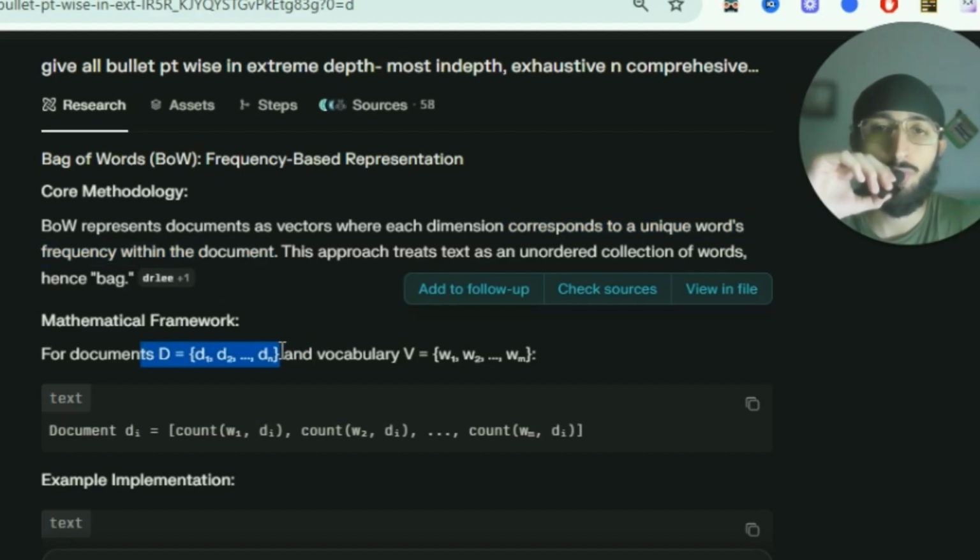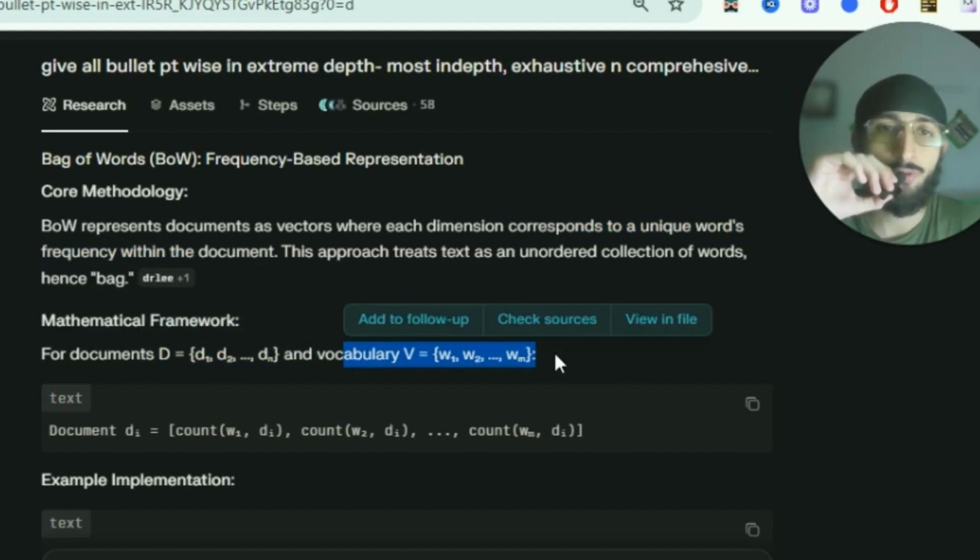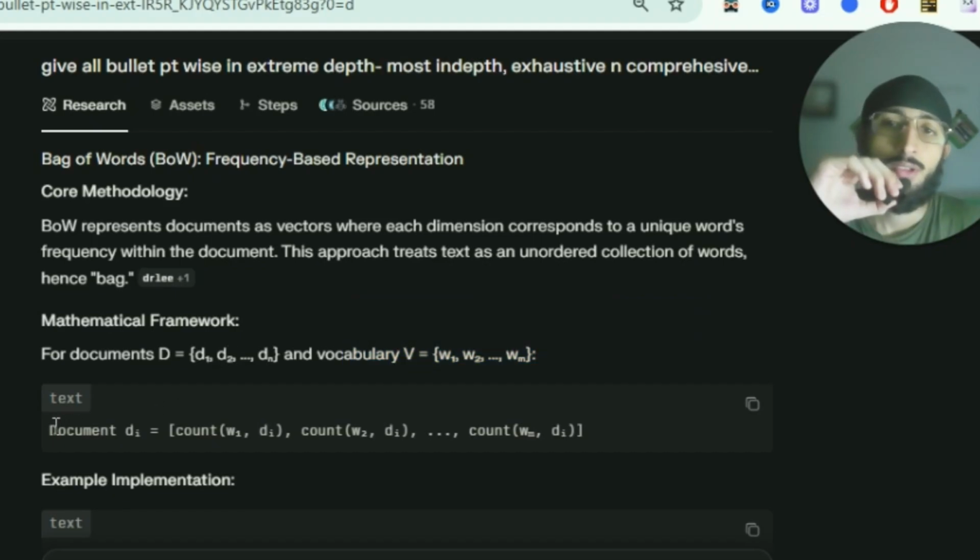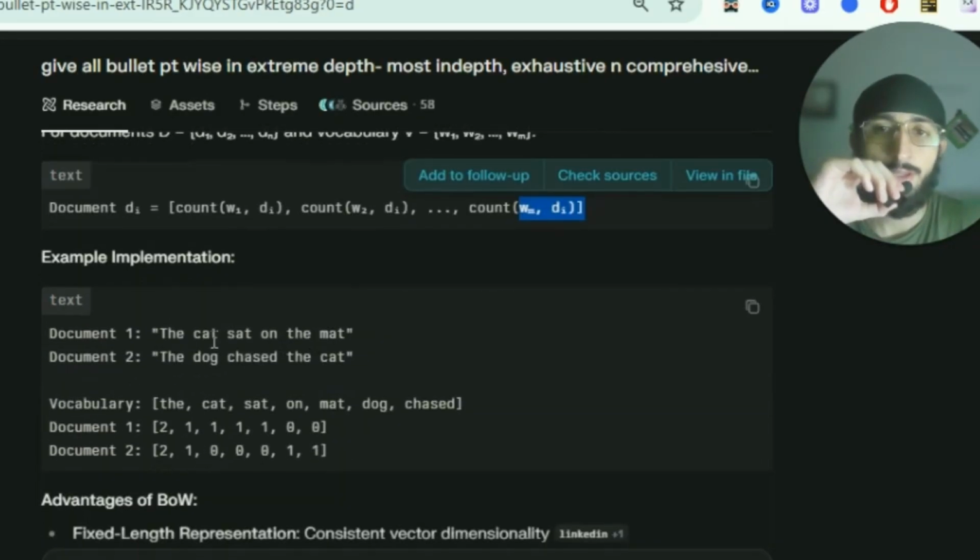For documents D equal to D1 till Dn, and vocabulary V equal to word 1 to word M, document Di is equal to count W1 in Di, count W2 in Di, up till count WM in Di. Right. So document 1, let us say, has the cat sat on the mat. Document 2 has the dog chased the cat. So vocabulary is basically all the words.